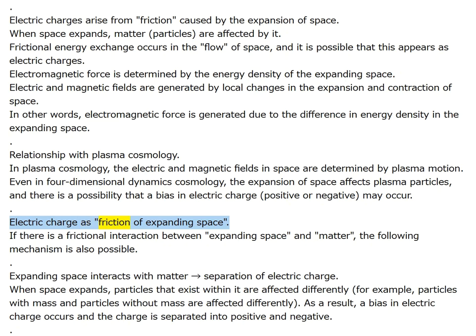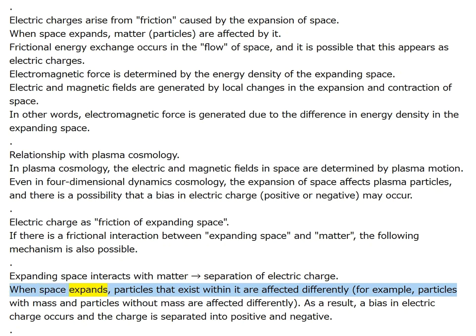Electric charge is friction of expanding space. If there is a frictional interaction between expanding space and matter, the following mechanism is also possible. Expanding space interacts with matter: separation of electric charge.